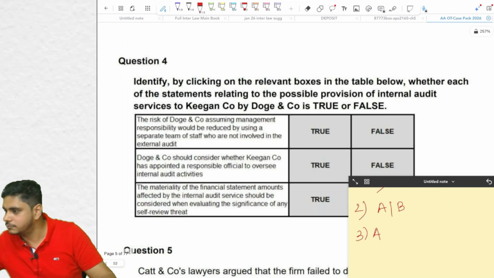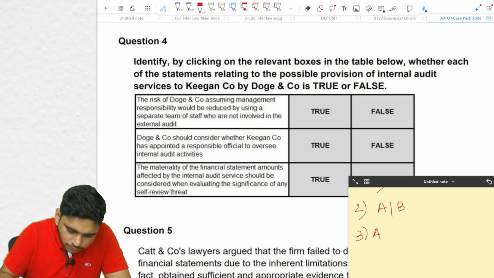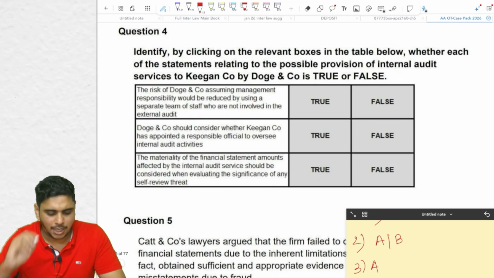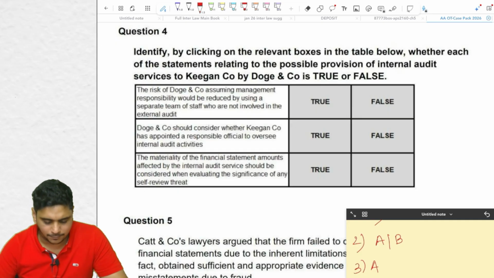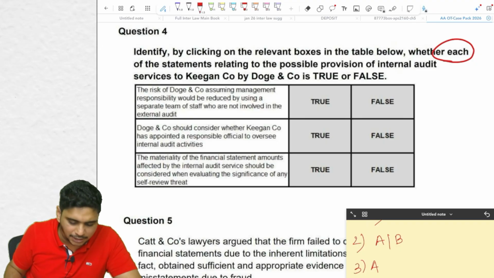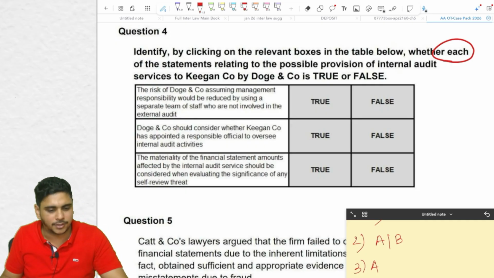Fourth. Now, question number 4. Identify by clicking on the relevant box in the table below whether each of the statements relating to possible provision of internal audit services to Keegan and Co by Doge and Co is true or false. So apply true or false. Okay.